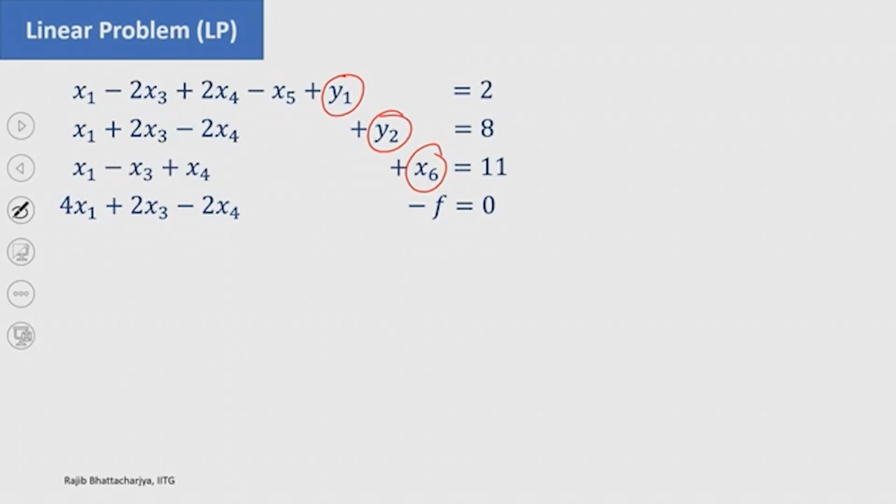So, the initial solution is now y 1 equal to 2, y 2 equal to 8 and x 6 equal to 11. So, therefore, this is a two phase problem. So, we will solve it using the two phase method.